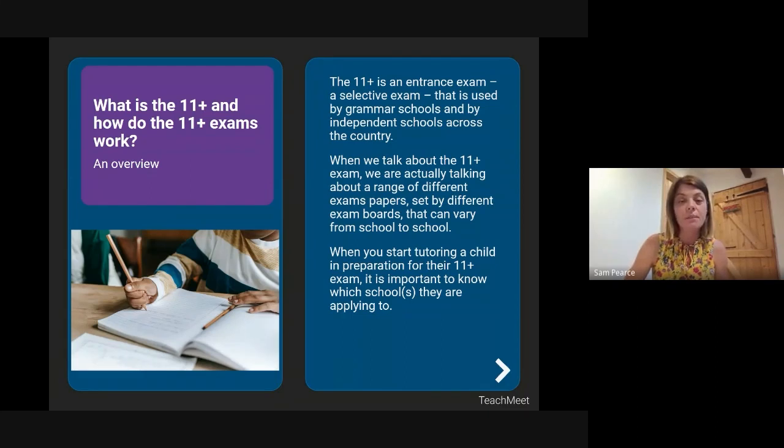And so one of the most important things to remember when you're first starting out working with a new student who's preparing for their 11+ exams is to know exactly which school or which schools they're applying to, because then you can tailor your tutoring to meet those schools' requirements. And that is a really important point that we'll come back to a number of times throughout the session today.